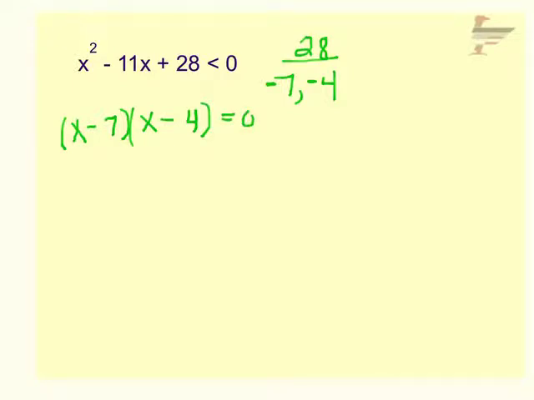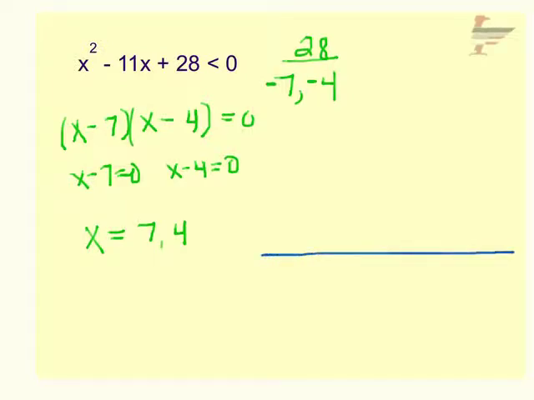And then we go ahead and we solve for x. X minus 7 equals 0. X minus 4 equals 0. And we get two solutions. We have a 7 and a 4. And so what we do is we're going to put these on a number line. So we draw ourselves a nice number line. 0 will be over here. 1, 2, 3, 4, 5, 6, 7, 8. But really it's the 7 that I want.